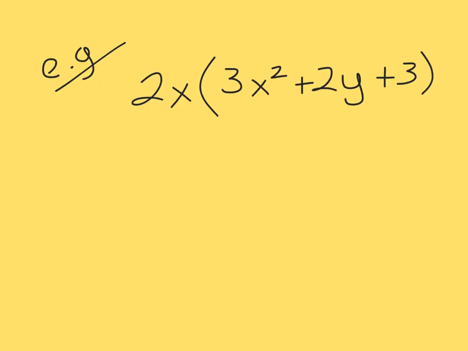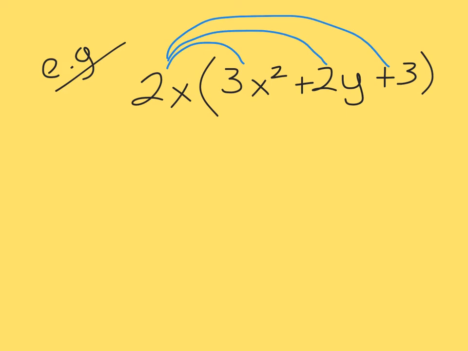For the last example, I'm going to show you a little bit of a trickier one. So again, we have a variable outside the bracket, so we have 2x, and we're just going to multiply by each one of the terms here inside the bracket. Okay, so I'm just going to start off by doing my loops. So I have 2x by 3x squared. I have 2x by plus 2y, and then I'll have 2x by plus 3.